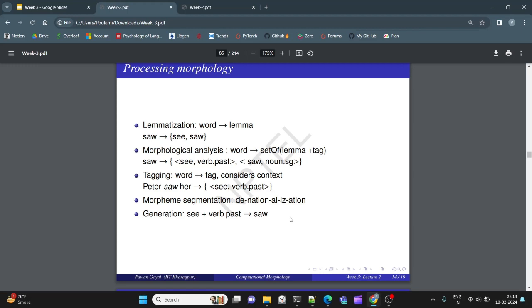Now, what is generation? What happens in generation is that we supply the lemma, which is C, and we also say what the morphological tags are. So it is verb and past tense. Upon being given this morphological information, we can generate the corresponding word, which is saw in this case. So here we are generating the morphologically inflected word form given the lemma and the details about the morphological tags.